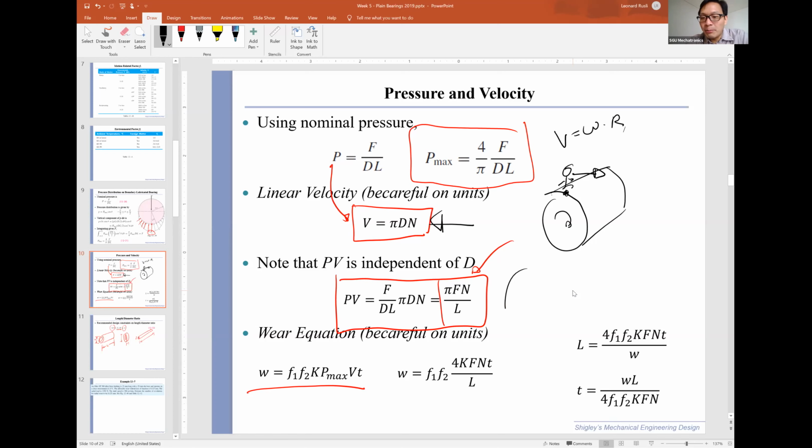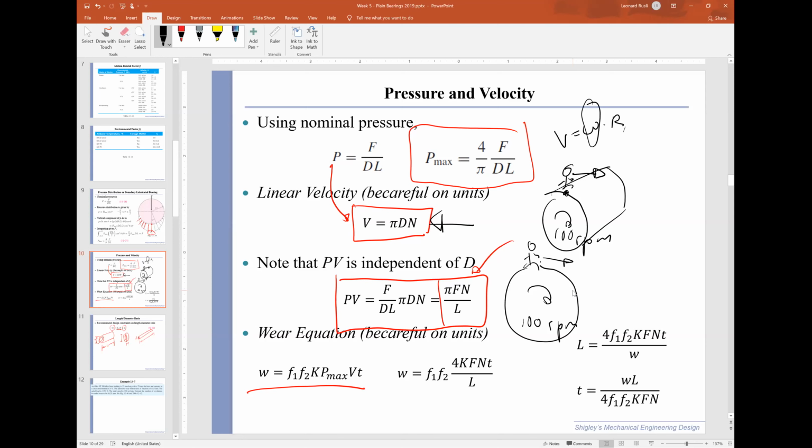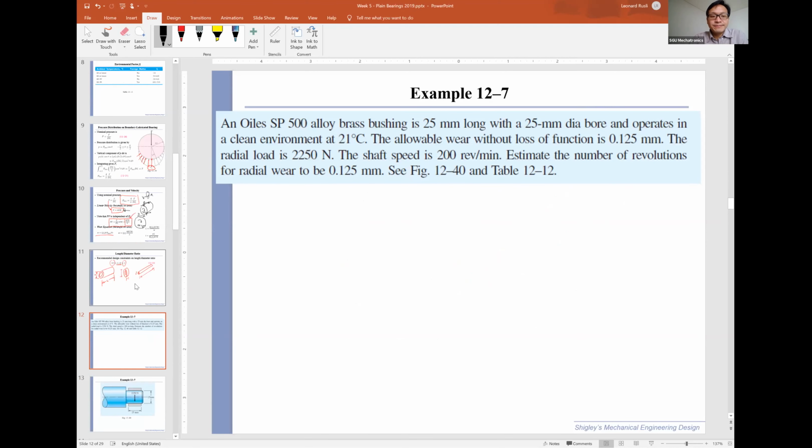So if you're standing on a bigger shaft, rotating at the same angular velocity, at the same RPM, let's say this is 100 RPM, you're standing on a bigger shaft, your speed will be bigger. Does that make sense? Jelas, Pak, jelas. Yeah, so when you choose your diameter and your length, you will have to take V or velocity into account. Any other question?